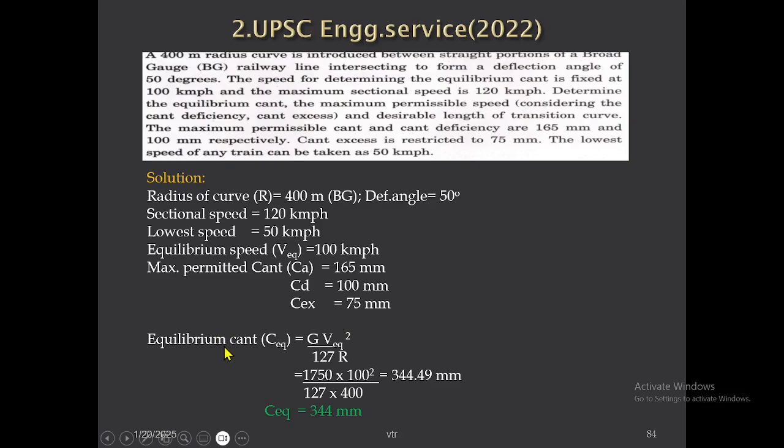So first we have to find out the equilibrium cant. We can use the relation GV squared by 127 R, or 13.76 V squared by R for BG. Here we have to use the equilibrium speed, that is 100 kmph they have given. So substituting here, we can calculate our equilibrium cant. That's coming around 344.49 mm. So this is the equilibrium cant. But we cannot provide this much because already the maximum cant has been restricted to 165 mm.